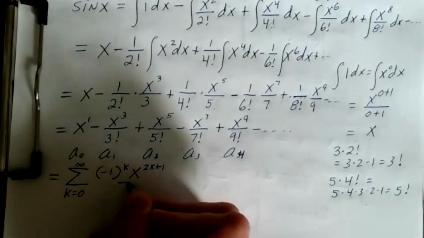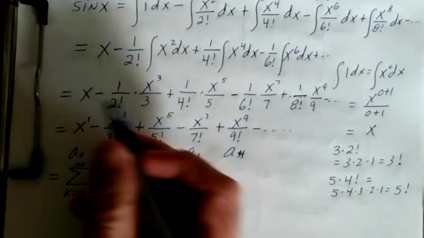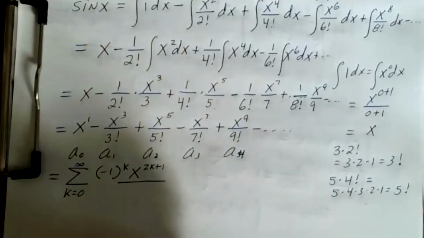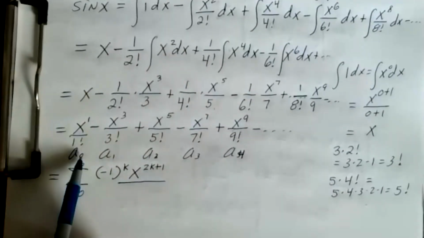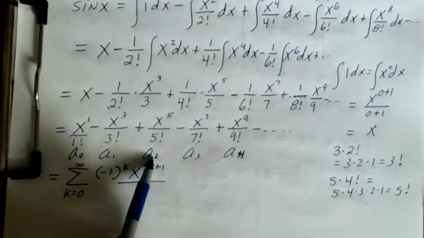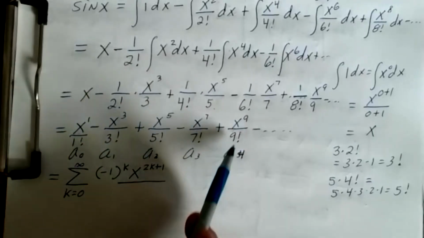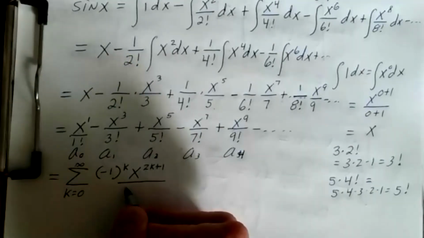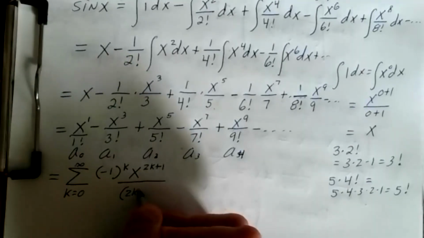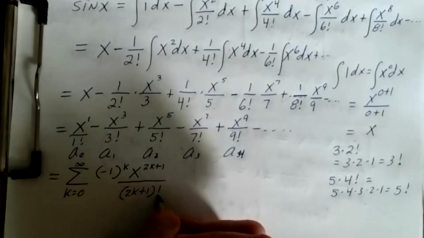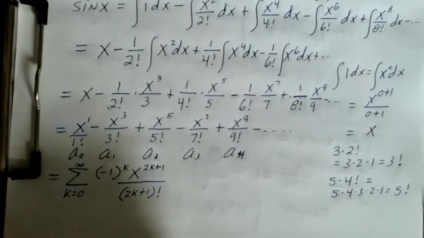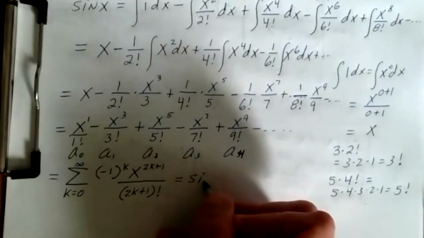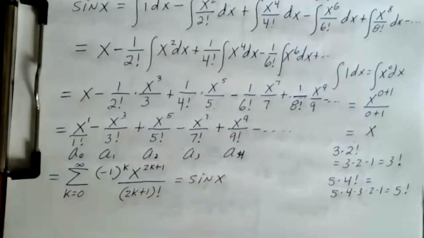Now this is going to be divided by, notice our factorial here. Technically, this is going to be 1 factorial here. So how do you go from 0 to 1, 1 to 3, 2 to 5, 3 to 7, 4 to 9? Well, it's going to have to be 2k plus 1 factorial down here also. Okay, and you have the power series for the sine of x. So that would be the Maclaurin power series for the sine of x.